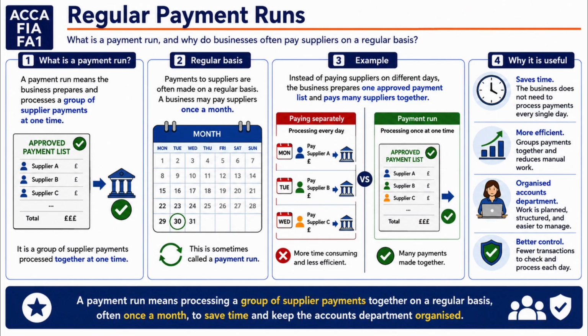Regular payment runs. The textbook also explains that payments to suppliers are often made on a regular basis. For example, a business may pay suppliers once a month. This is sometimes called a payment run. A payment run means the business prepares and processes a group of supplier payments at one time. This is efficient because the business does not need to process payments every single day. For example, instead of paying one supplier on Monday, another on Tuesday, and another on Wednesday, the business may prepare one approved payment list and pay many suppliers together. This saves time and helps the accounts department work in an organized way.